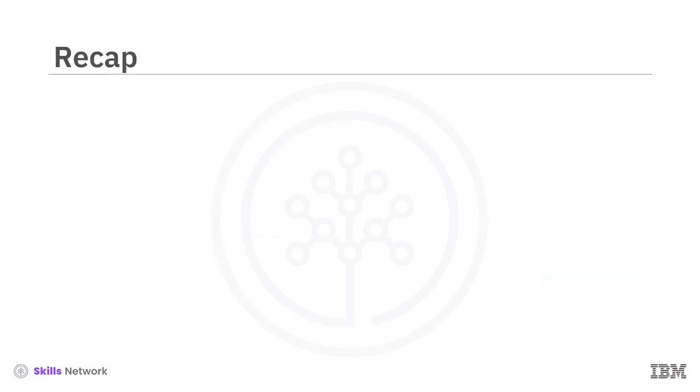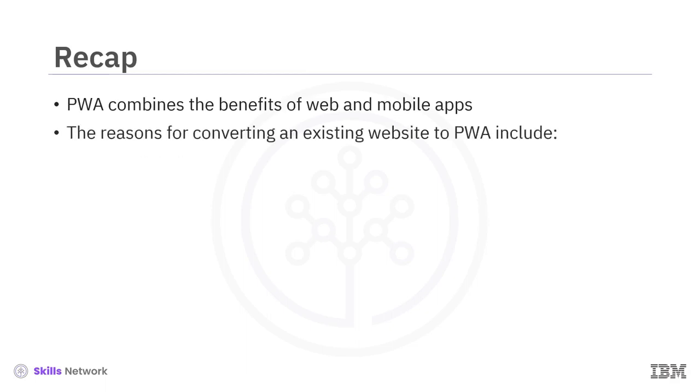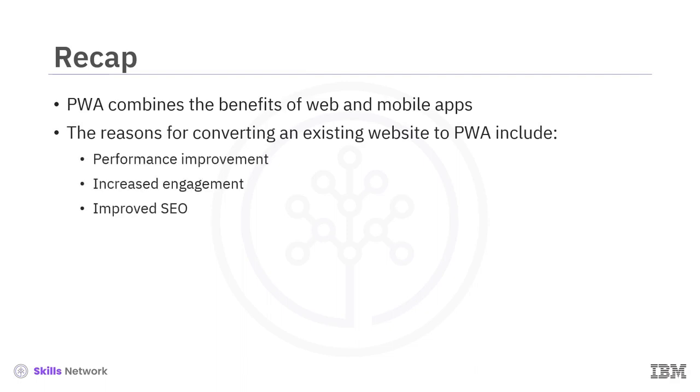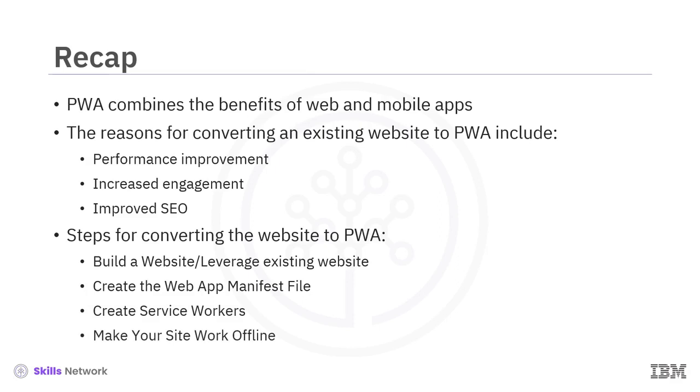In this video, you learned that a Progressive Web App combines the benefits of web and mobile apps through the use of the latest technologies. The reasons for converting an existing website to a PWA include performance improvement, increased engagement, and improved SEO. Steps for converting a website to a PWA are: build a website, leverage the existing website, create the web app manifest file, create service workers, make your site work offline, and implement testing.